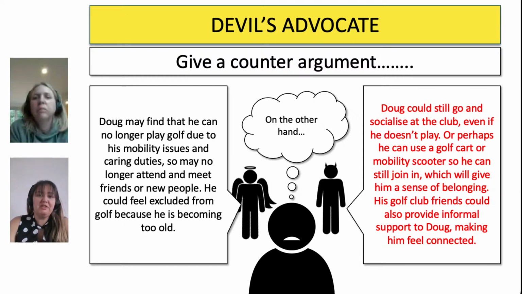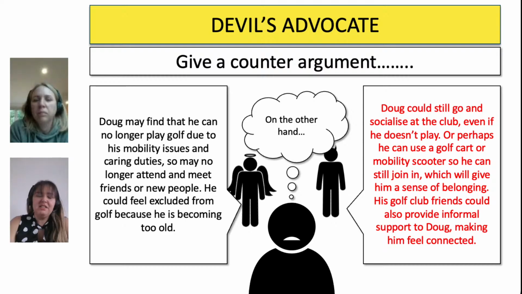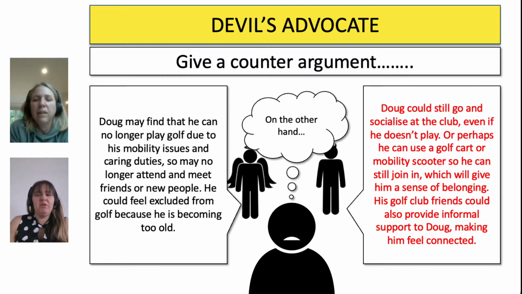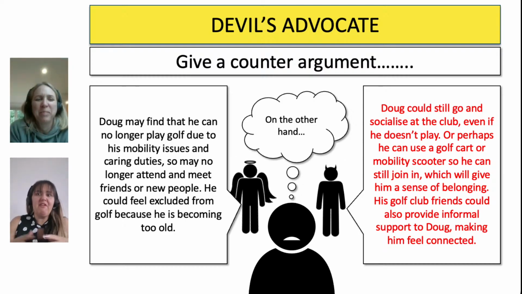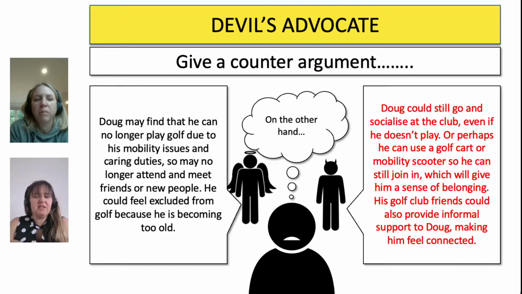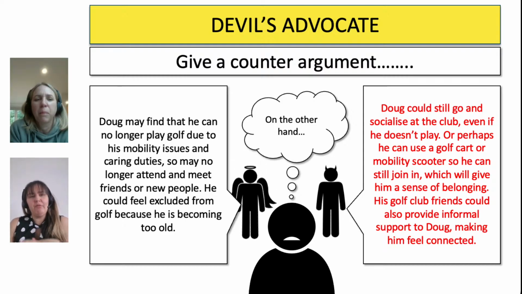Or perhaps he could use a golf cart or mobility scooter so he can still join in, which will give him a sense of belonging. His golf club friends could also provide informal support to Doug, making him feel connected. Because I don't know if any of you have been to a golf course, but they're very big. So a lot of the time, the mobility issues for Doug could be just getting from one area to the next. Well, if you've got those mobility scooters or the golf carts, you're taking that problem out of the situation.